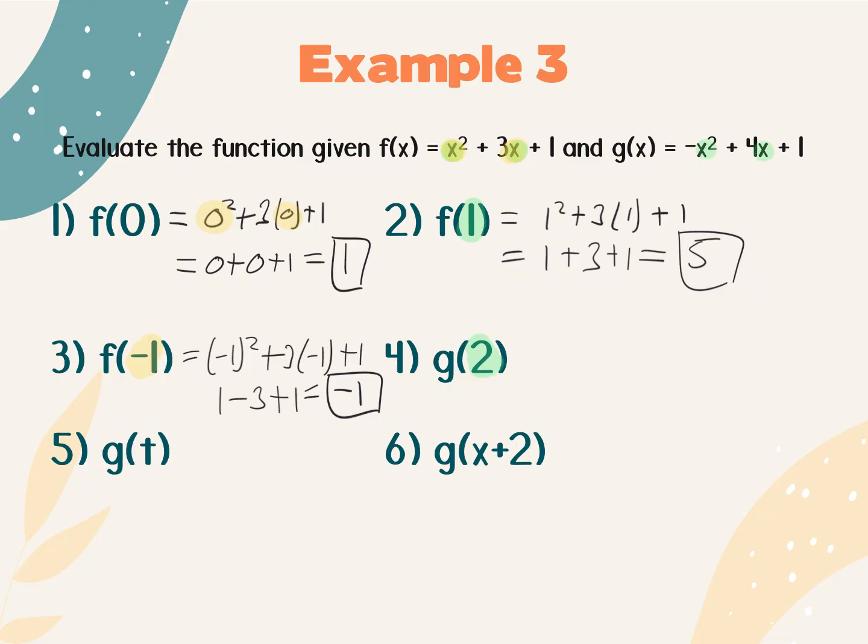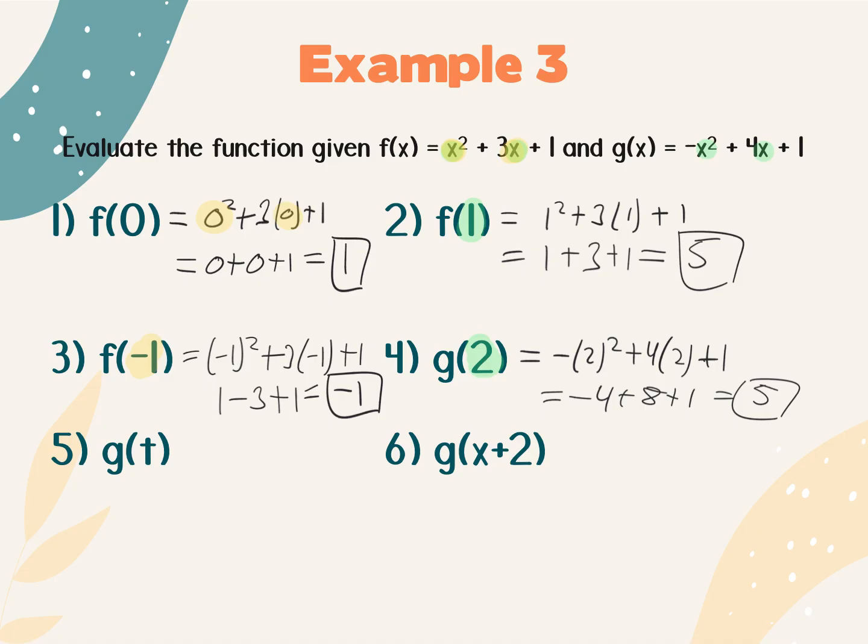So right there and right there. All right, so this is going to get me a negative 2 squared plus 4 times 2 plus 1. All right, and so this is going to get me a negative 4 plus 8 plus 1, which when you add that all together, you get 5.